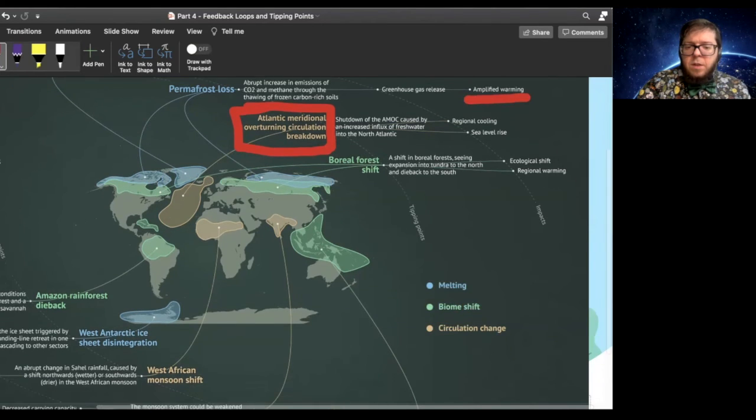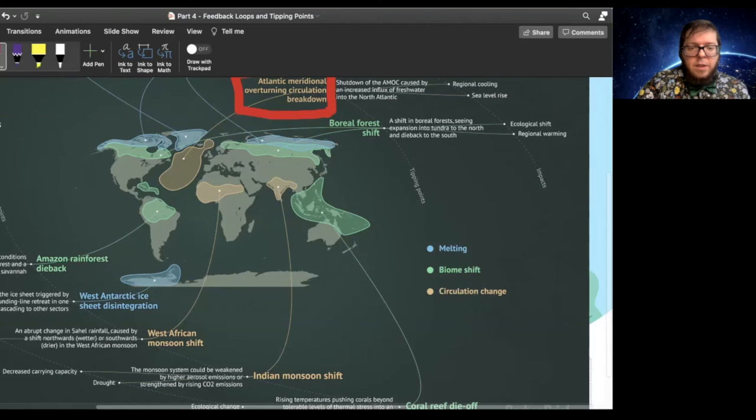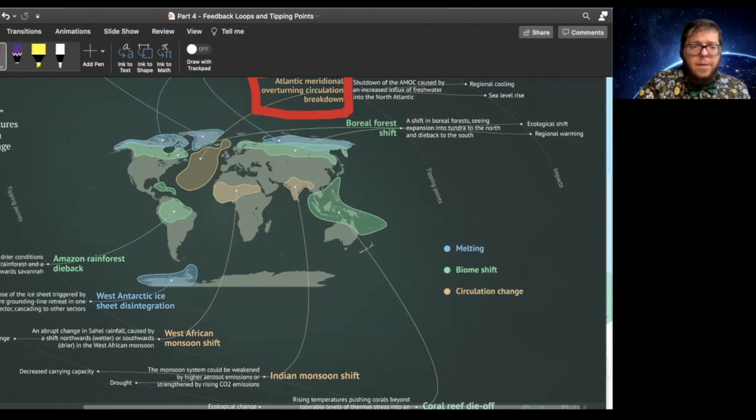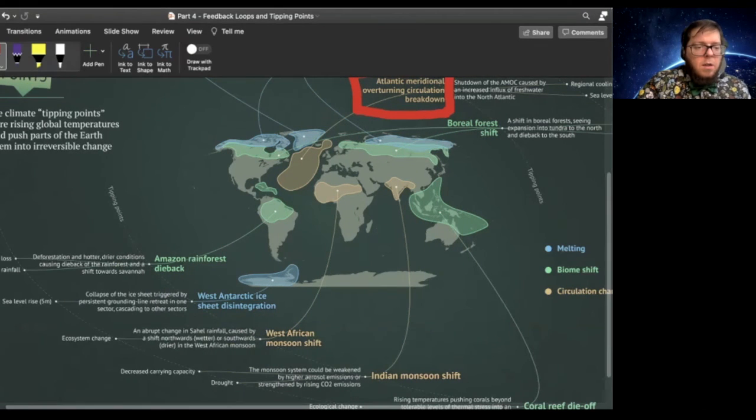What do we have here? Oh, circulation changes down at the bottom. So other circulation changes like the AMOC, the West African monsoon shift, and the Indian monsoon shift. We are near the end of our seminar. Before I go to my conclusion, does anybody have any questions about these tipping points? Okay, let's go to the conclusion, and I think that'll help us all process what we're looking at here.